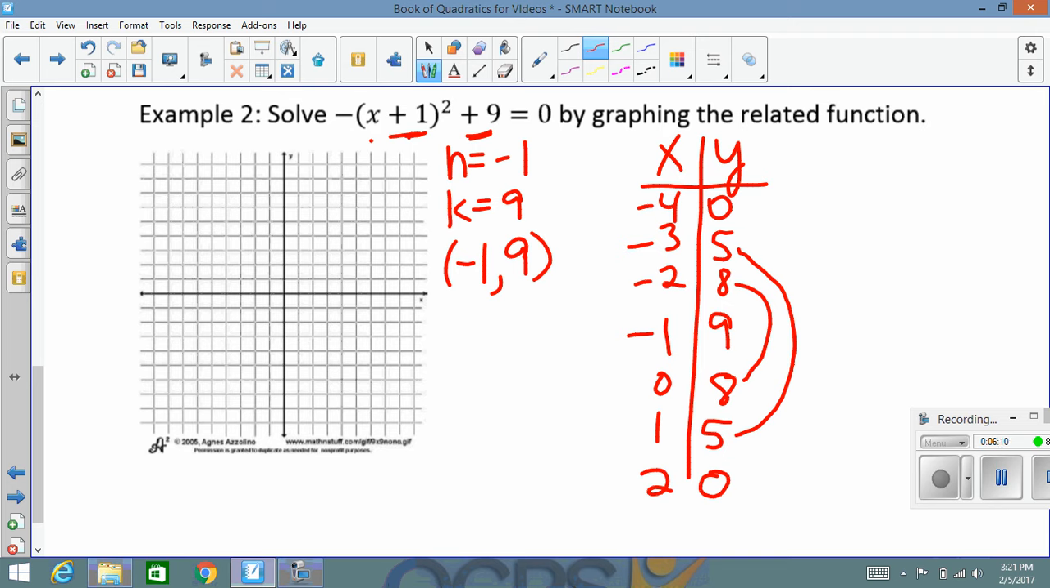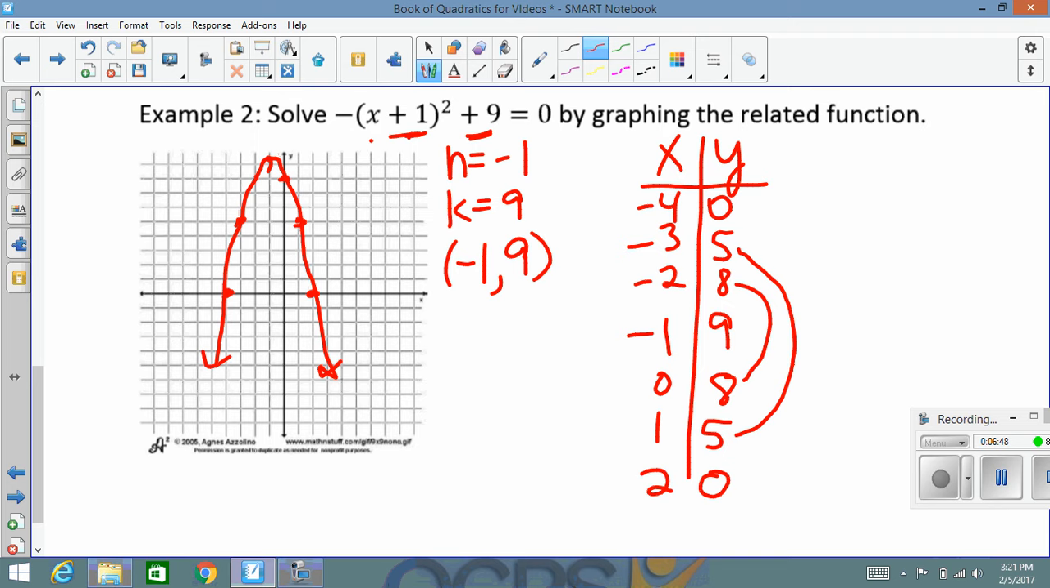So 1, 2, 3, 4, so negative 4 comma 0, negative 3 comma 5. Notice this one's open down because of that a value of negative 1. Negative 2 comma 8, negative 1 comma 9, 0 comma 8, 1 comma 5, and 2 comma 0. Connect and extend through.